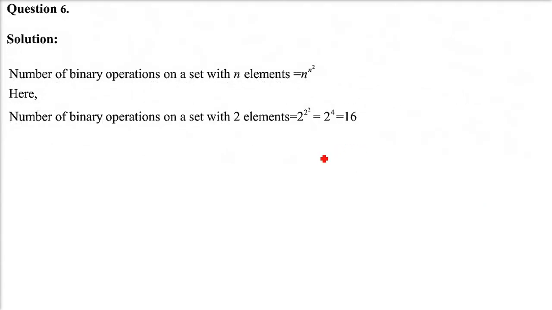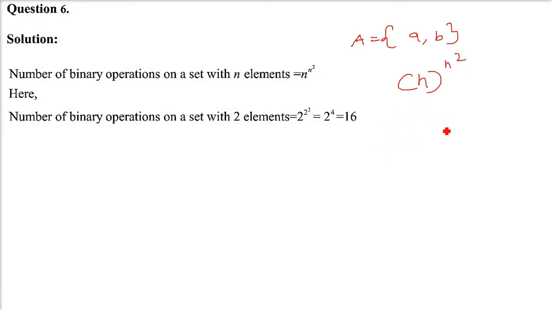Question number 7. Write the sixth question. Write the total number of binary operations on a set consisting of 2 elements. So we have 2 elements. Just say they are A and B. Don't worry about the elements; we have to count the elements and then say. Now, the number of binary operations on a set with n elements is n to the power n square. This is the formula you have to use.